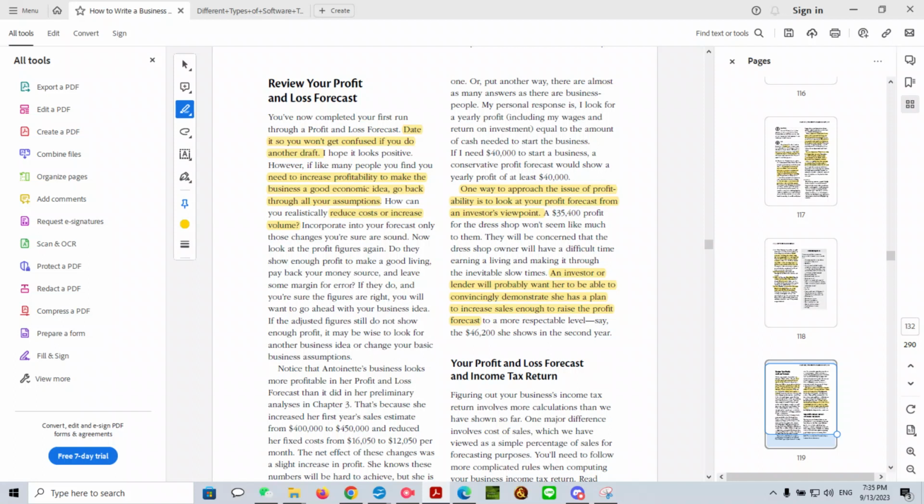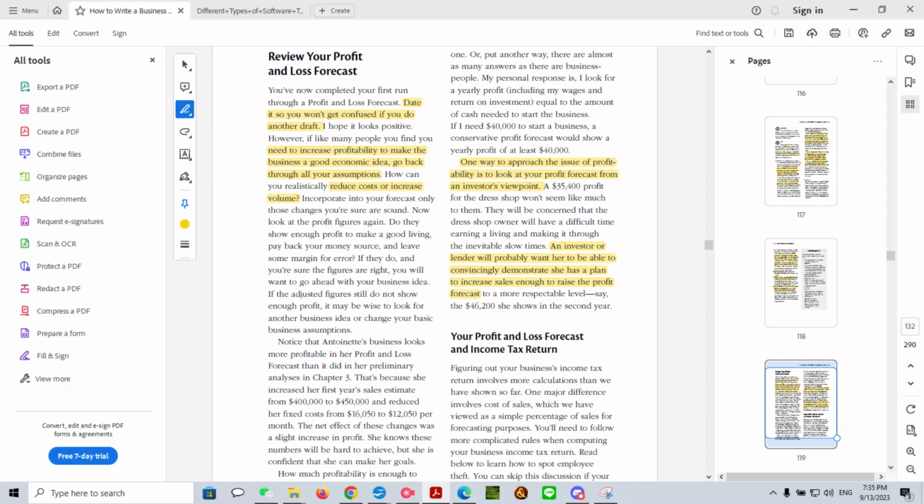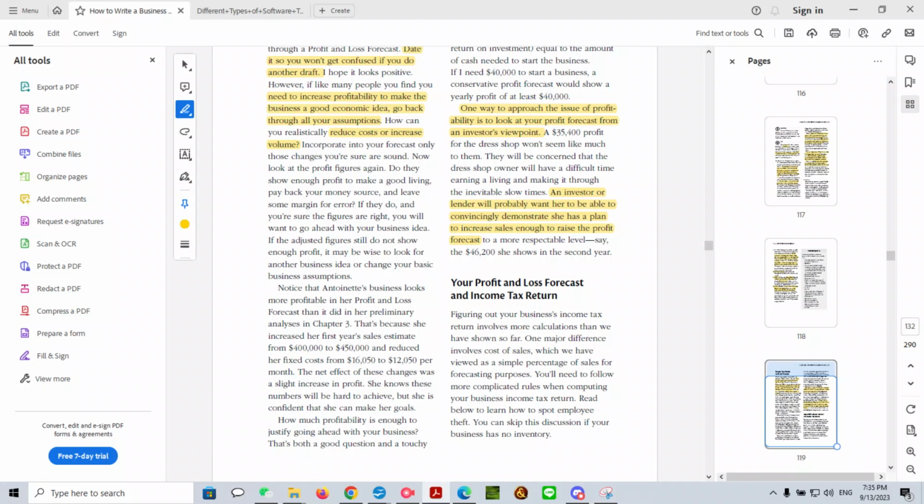Now, the profit and loss forecast in terms of income tax return. This is our last section before we finish. Figuring out your business's income tax return involves more calculations than we have shown so far. One major difference involves the cost of sales, which we viewed as a simple percentage of the sales for forecasting purposes. You'll need to follow more complicated rules when computing your business income tax return, so there are more considerations.